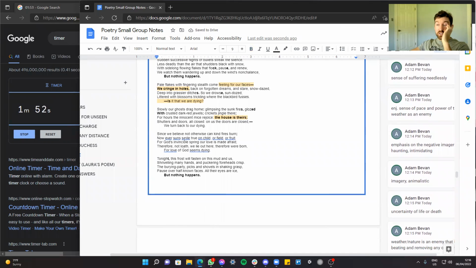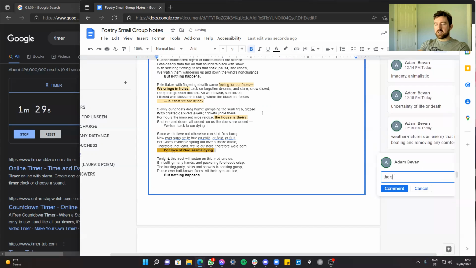Since we believe not otherwise can kindle fires burn, now ever sun smile true on child or field or fruit, for God's invincible spring our love is made afraid, therefore not loath we lie out here, therefore we're born, for love of God seems dying. So that last line in particular is emphasized because it's shorter and at the end, and it's different from the way that a lot of these finish. So the suffering makes the soldiers question God. Now, you don't need to worry about context, but this was written in World War I when most people would have been Christian, especially from England.